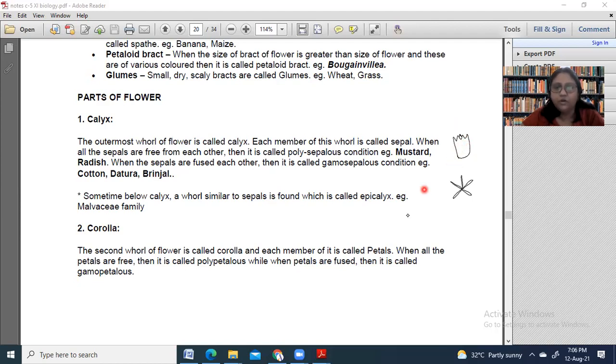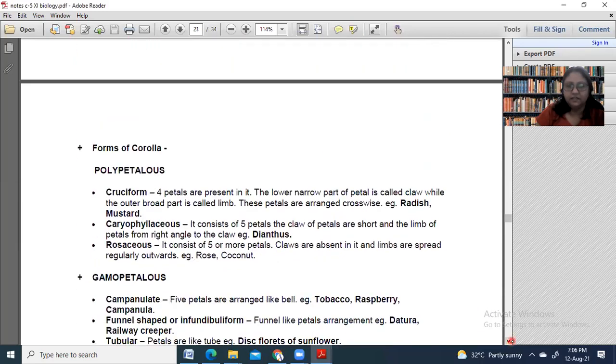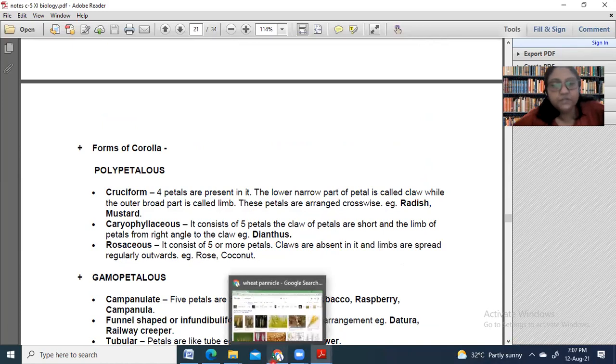Now we will talk about corolla. Corolla, each member is called petal. If petals are free, it is called polypetalous. If petals are fused, that is called gamopetalous. Can you people give me any name of a flower where you observe polypetalous or gamopetalous? Class? Any case where you observe?